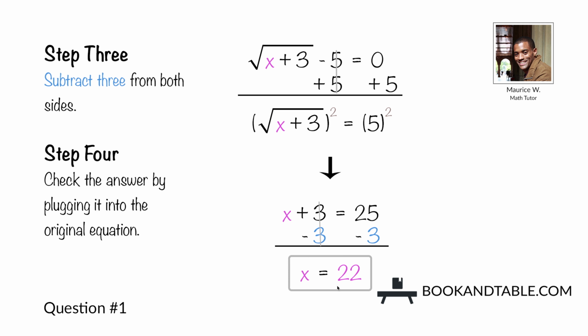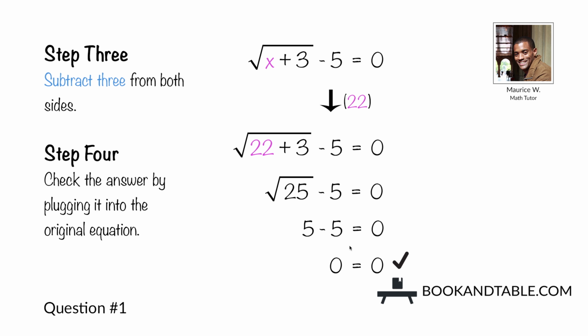We check this answer, step 4, by plugging it into the original equation. The square root of x plus 3 minus 5 is equal to 0. We plug in 22 for x, and that gives us the square root of 22 plus 3, which is the square root of 25, which is equal to 5. 5 minus 5 is 0. And here we see that the value on the left equals the value on the right side of the equation, proving that x does equal 22.